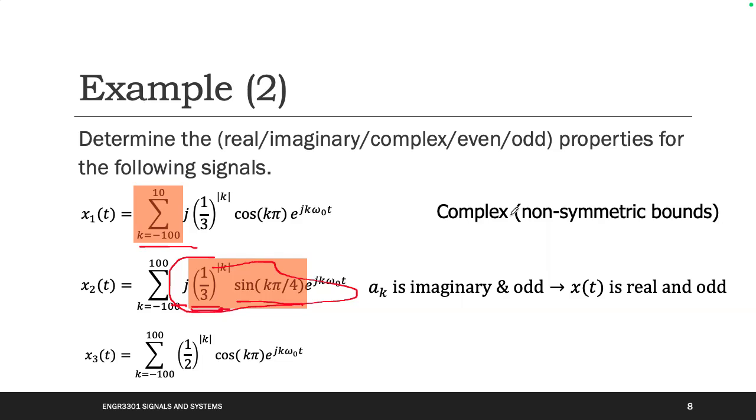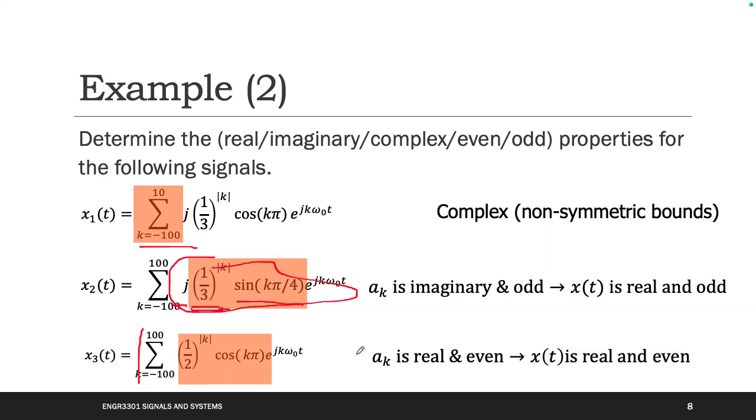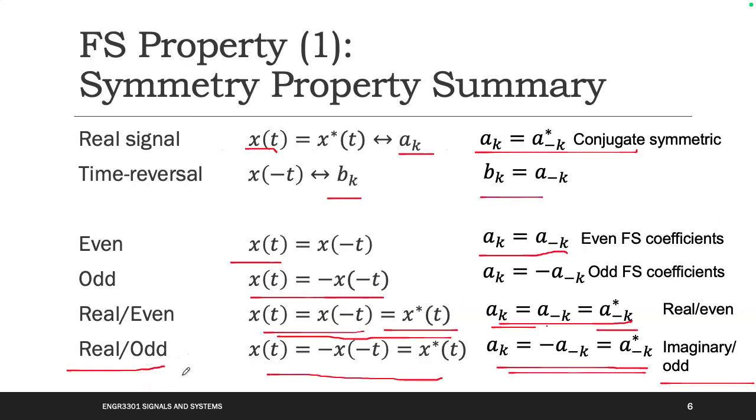Okay, let's check this one. Firstly, we check the boundary is symmetric. That's okay. And we know this is a_k, am I right? So is a_k imaginary or real? It is real. And is it even or odd? It is even. So a_k is real and even, which means the signal is also real and even. That makes sense to you? So we can easily tell what kind of signal this is based on a_k. Any questions so far?